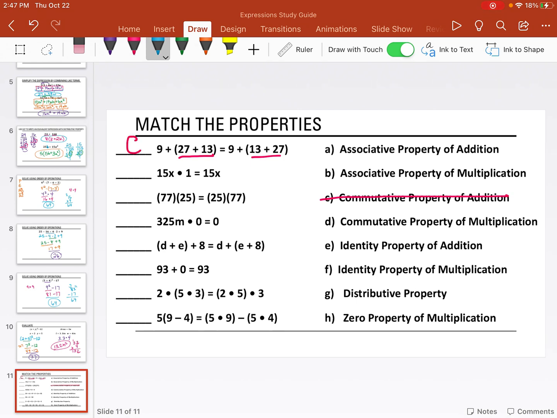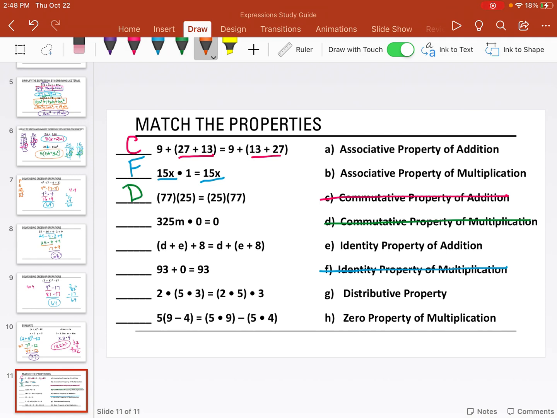Next one, 15x times 1 equals 15x. So I started as a 15x, I ended as a 15x, so I kept the identity the same. I did that by multiplying by 1, so this is identity property of multiplication, which is F. Next, 77 times 25 is equal to 25 times 77. The order changed. So commutative property is when the order changes of multiplication this time, so D.